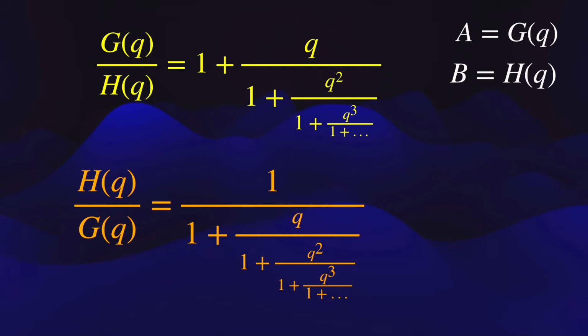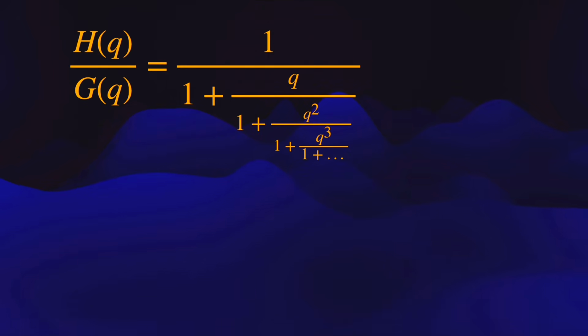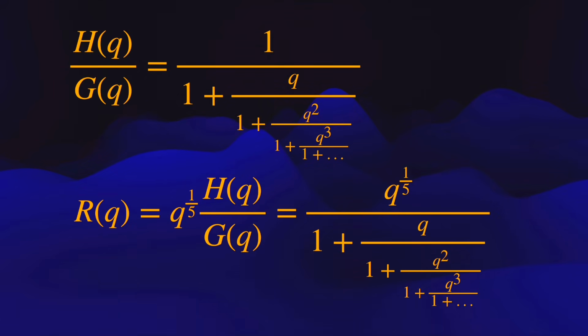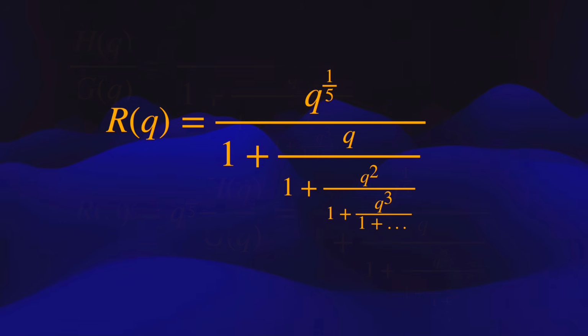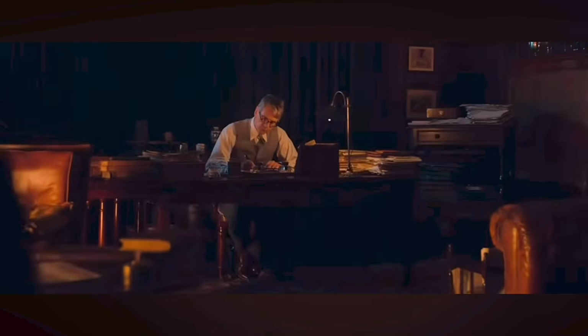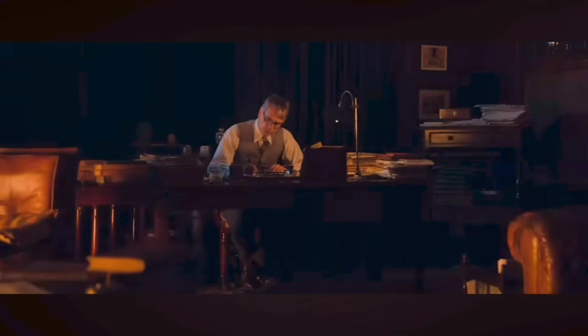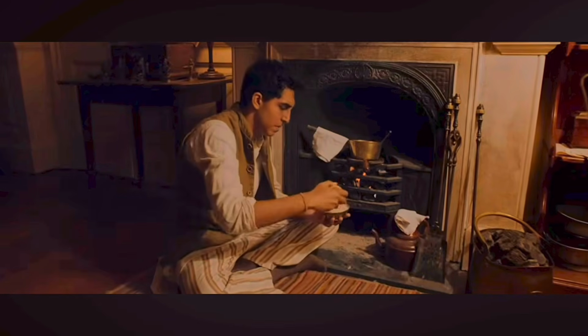And by taking the reciprocal of this ratio, and then multiplying by a prefactor of Q to the 1/5 power, Ramanujan had found a continued fraction that rescaled itself at each layer of its nested fractions. This was something magic, and he didn't stop there. Ramanujan still had questions about his new entity, questions about symmetry, identity, and ones that commuted revelations.